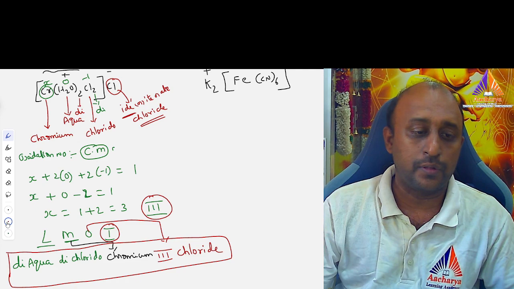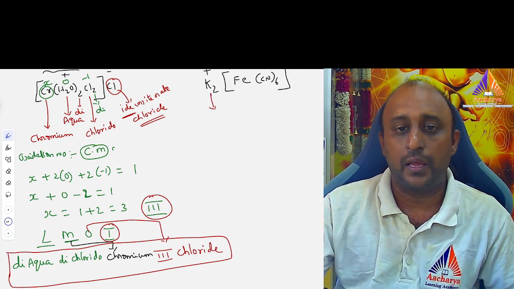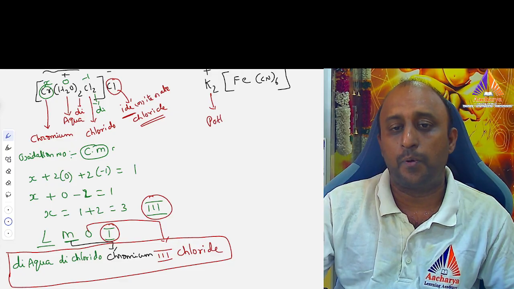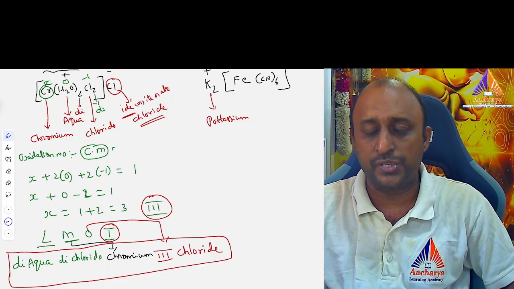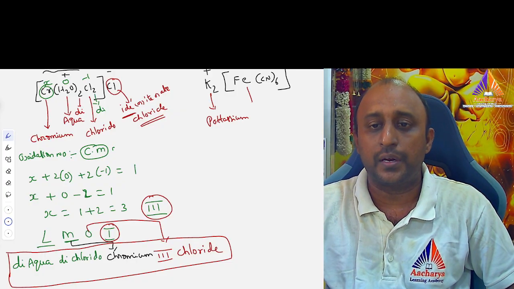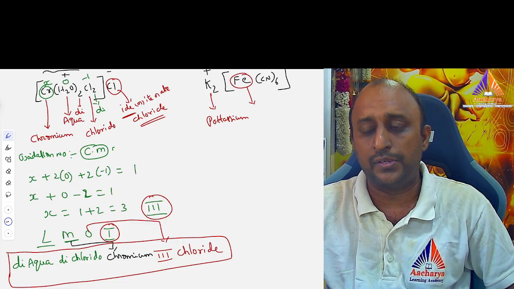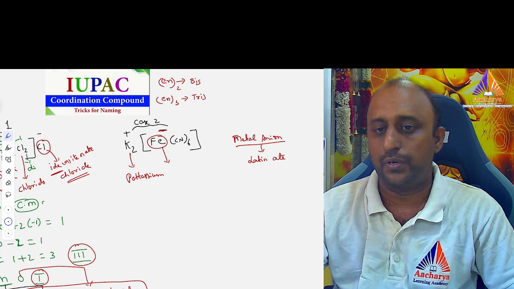Coming to the other one, K stands for potassium. Just write the name as it is. Don't use any di or bis here, because only inside the bracket do we mention di, tetra, tri, everything. And here Fe: whenever a metal is present in the anion position, we need to use the Latin name with the ending ate.